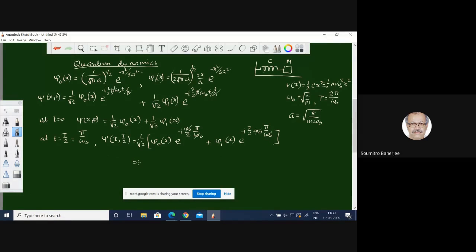You can see that there's a great simplification, 1 by root 2, and now if you break this into cosine and sine... can you just do it yourself? It's a good exercise to do that yourself. If you break that into cosine and sine, it will be cos pi by 2 minus i sine pi by 2.